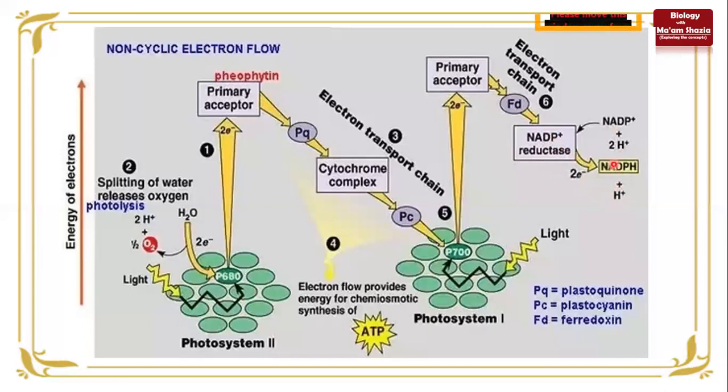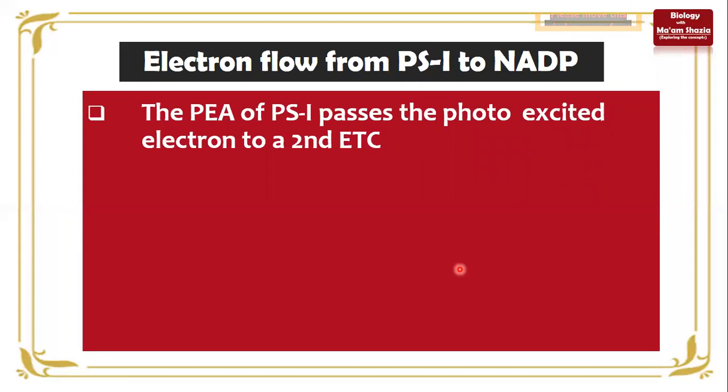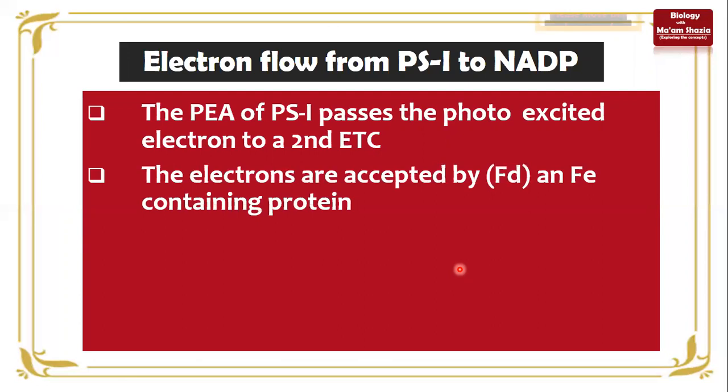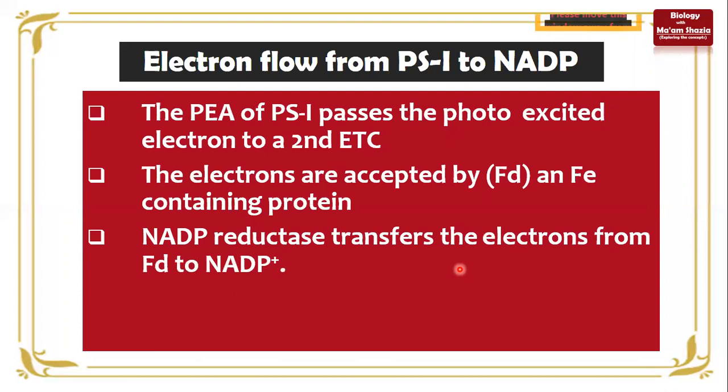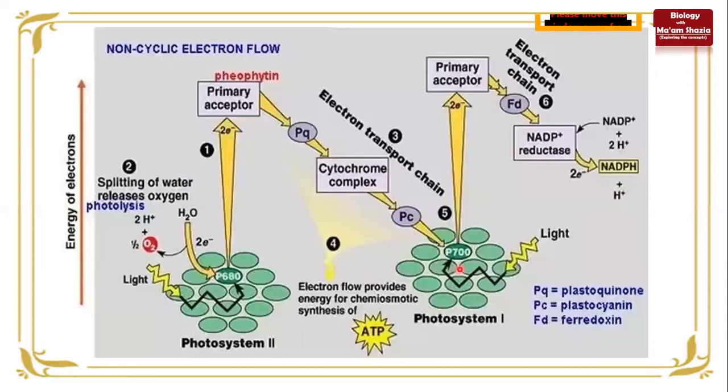So there are two hydrogens. NADP has one stable place for hydrogen. The other hydrogen stays with the NADPH. So that is called non-cyclic photophosphorylation. Let's look at the text. The P700 of PS1 passes the photoexcited electrons to a second ETC, and the electrons are accepted by FD, ferredoxin, an iron-containing protein. NADP reductase transfers the electrons from FD to NADP, and then NADP combines with electrons and hydrogen ions to form NADPH in the presence of the enzyme NADP reductase.